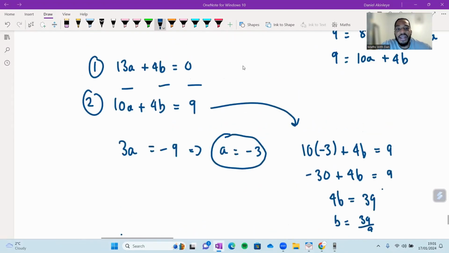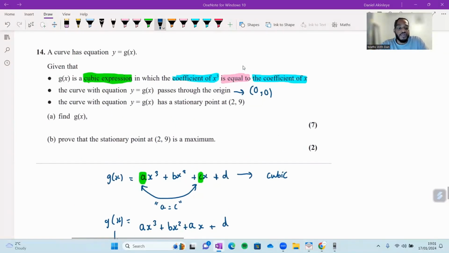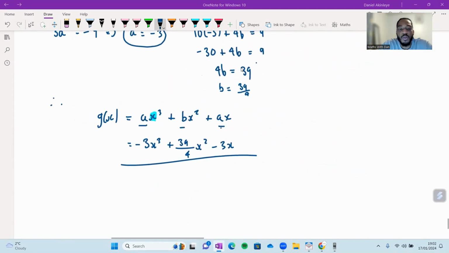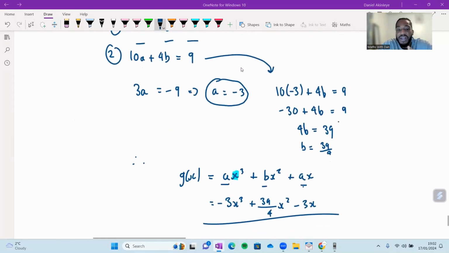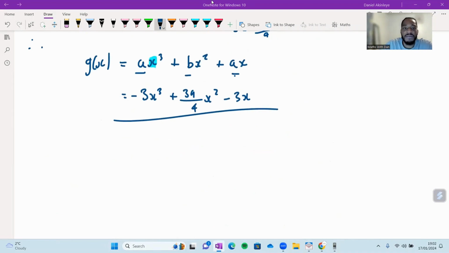Yeah, brilliant. And then now, the part B, which was only 2 marks, it says prove that the point 2,9 is a maximum. This is easy. This is very, very easy because remember, how do you prove that it's a maximum? Well, you just need to differentiate twice, right? And then plug it in. So because we have this now, we can differentiate this. So I'll just do this very quickly.